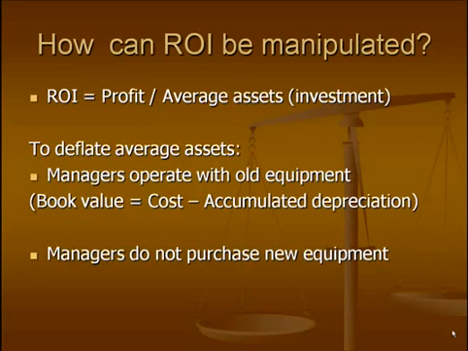So managers are tempted to operate with old equipment and not to buy new equipment. In the short term, this is good for the manager, but in the long term, it's bad for the company. This is another example of suboptimal behavior. So, to check if managers are manipulating ROI, the ROI ratio is used in conjunction with two other ratios.